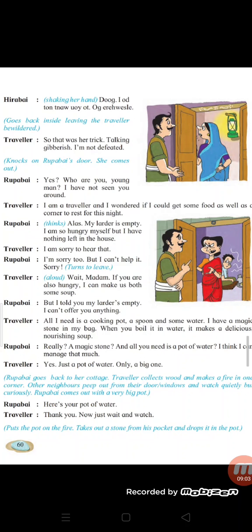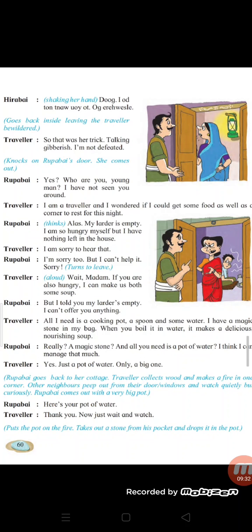The traveler says aloud, in a loud voice, Wait, madam. If you are also hungry, I can make us both some soup. See, even I am hungry, even you are hungry, so what will we do? I'll make both of us some soup.